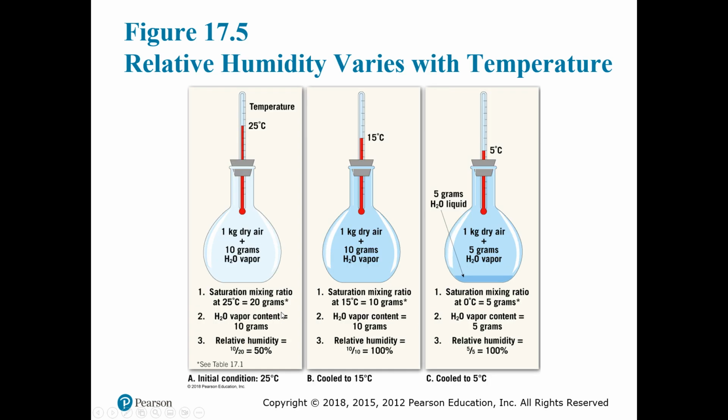Now we're going to see a new set of flasks here. This is also in your textbook where the temperature is changing. We're going from 25 degrees Celsius to 15 to 5. But notice what is staying constant here. We have 10 grams of water vapor in the first and the second flask, but something different is happening in the third flask, where actually before we didn't have any water at the bottom, and now we do.